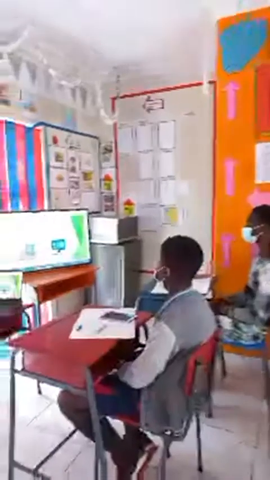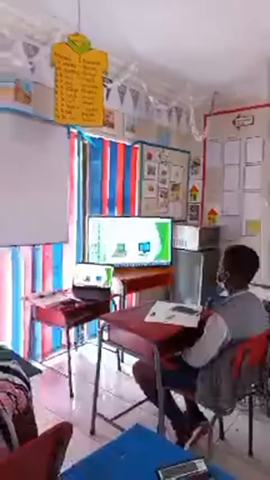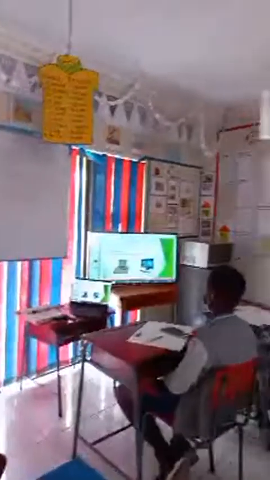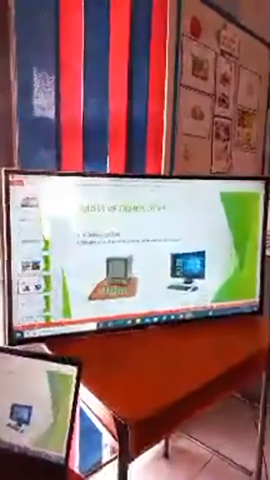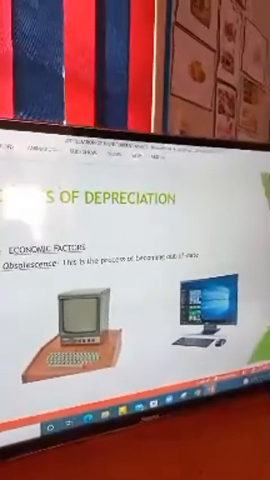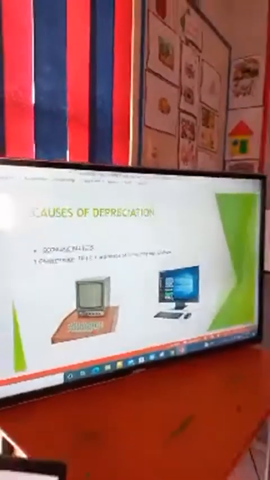And then we go on to economic factors. Under economic factors, we have what we call obsolescence. Obsolescence is the process of becoming out of date. When we buy our machinery or our equipment or any fixed asset in business, and then maybe we use it for the first 3 years, and then after 3 years, that fixed asset becomes out of date.